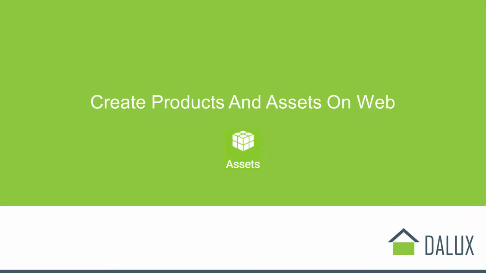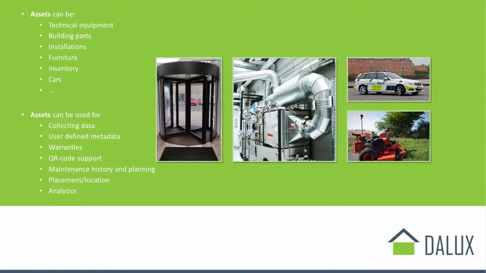Welcome. In this video, we're going to take a look at how to create products and assets on the web of Dalux FM. Assets can be a lot of things. For instance, it could be technical equipment, building parts, installations, and even cars and so on. Assets are basically elements that we wish to keep track on.